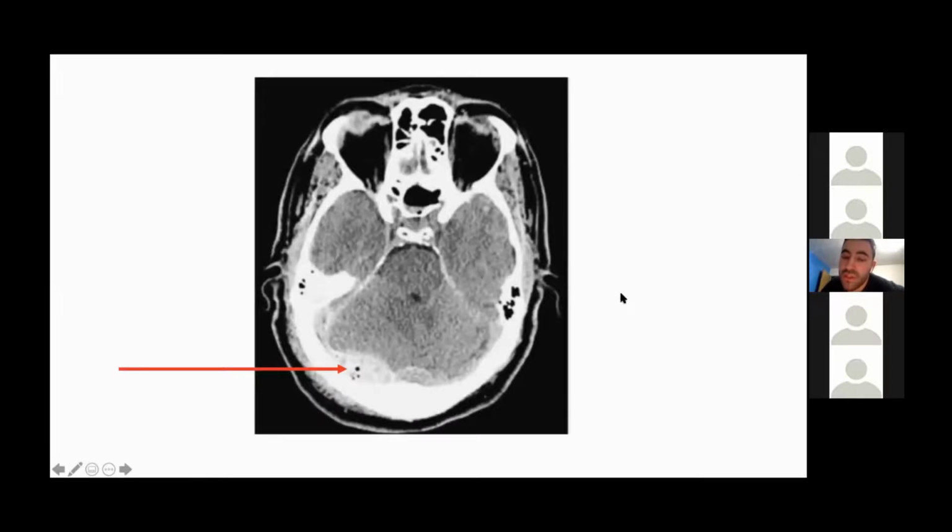So this is just another variant of an extradural, a very important variant, because we all see the one that's the middle meningeal artery somewhere on the side of the head. But another variant that's really important to bear in mind is when it's in the posterior fossa like this.